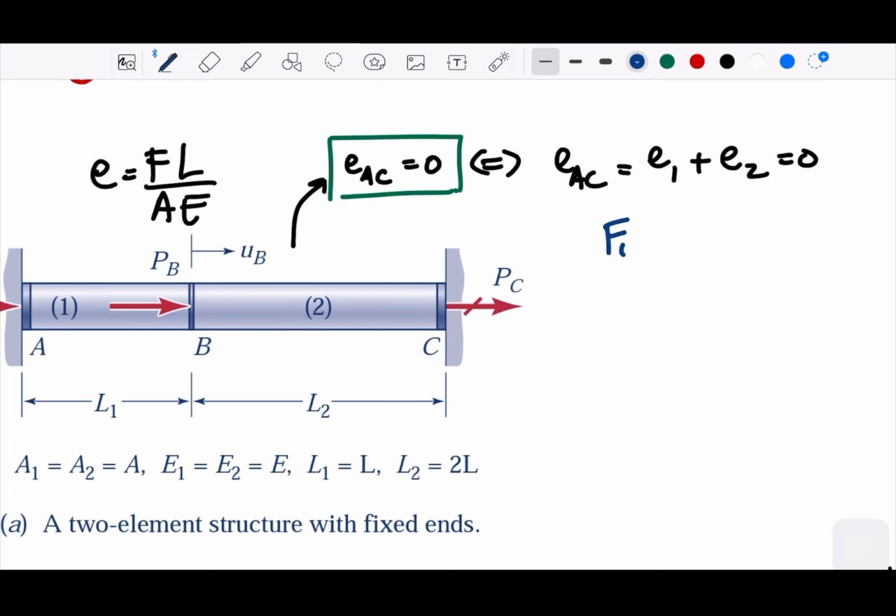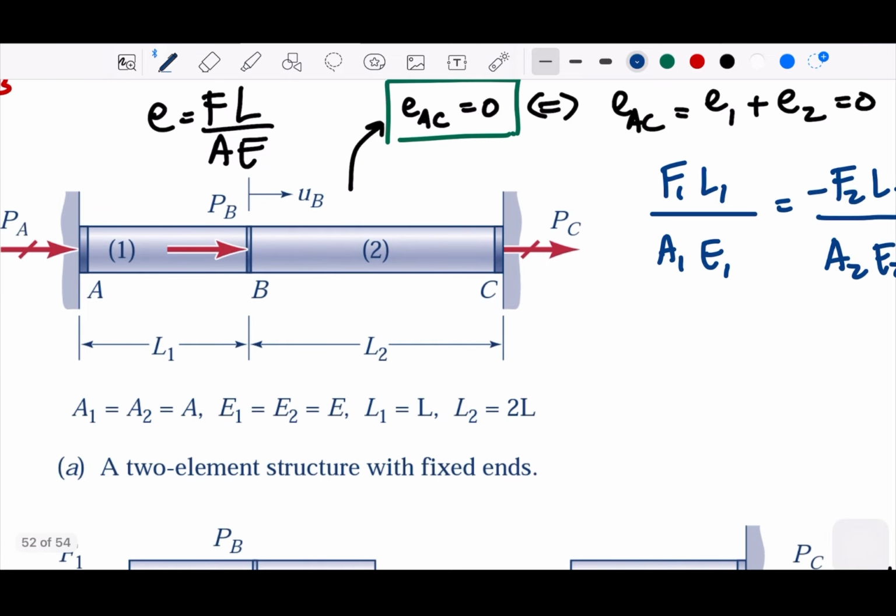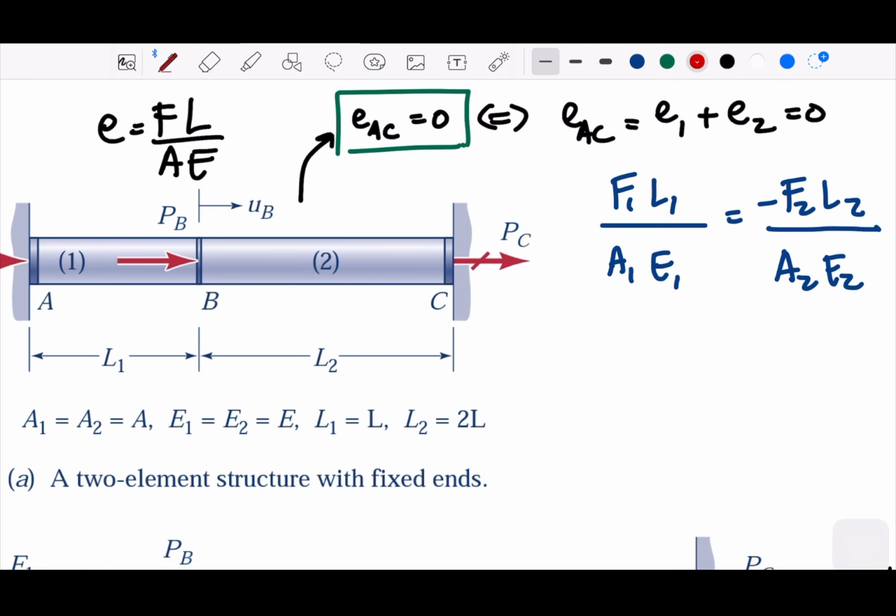And then we take F1 L1 over A1 E1 is equal to negative F2 L2 over A2 E2. And then we can look at the information that A is the same, so A1, A2 is the same, E1, E2 is the same, right? And I think it is based on the distance, right? So L1 is L, so F1 L minus F2, L2 is 2L, so negative, let's say this is negative 2L. So this can be canceled, L. So F1 is negative 2 F2.